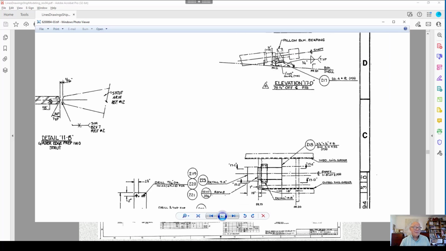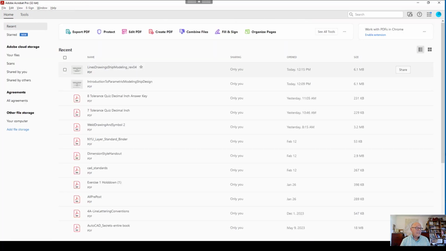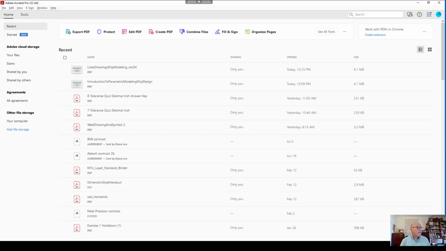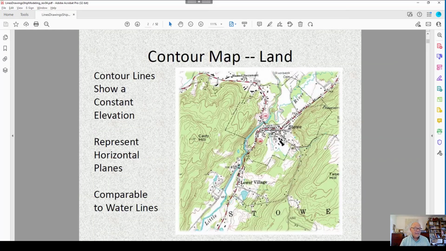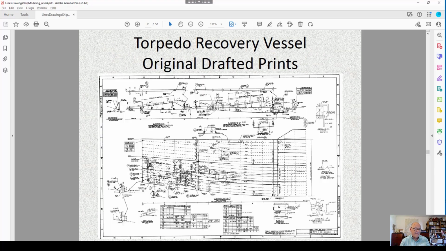This is how ships used to be designed, and it was a very involved process. I want to go back to this. I might have closed that accidentally. Yes, I did. All right, let's go back down. So we'll come back down here, and when we get down here, okay, so that is a partial plan for that torpedo recovery vessel.